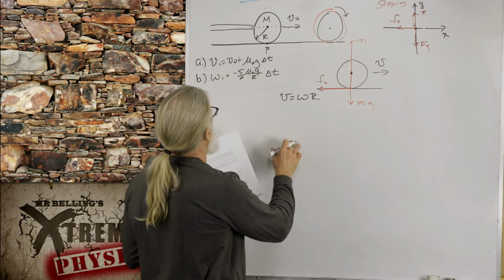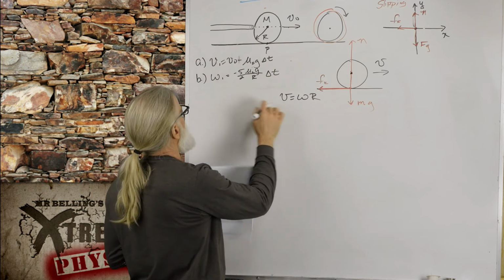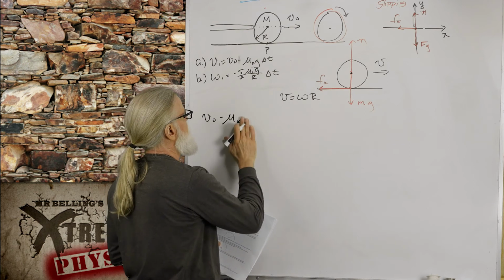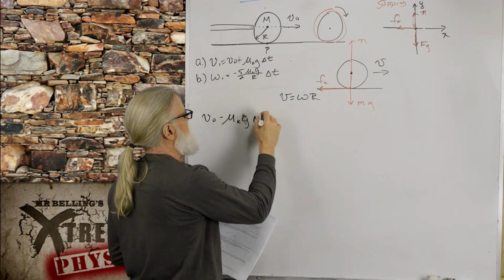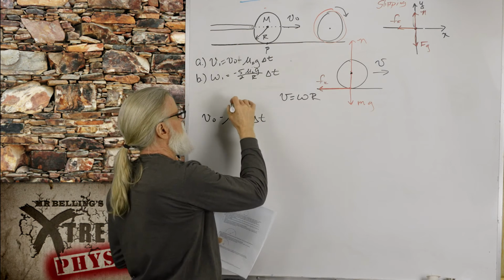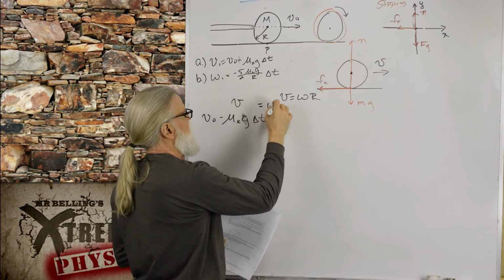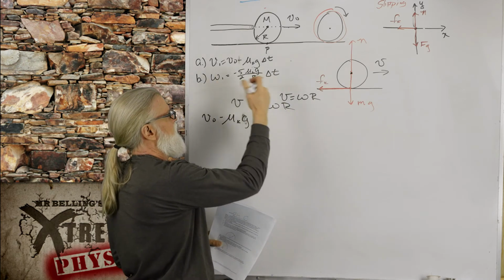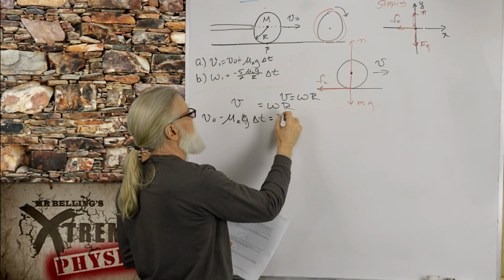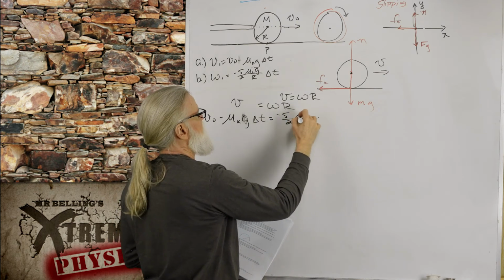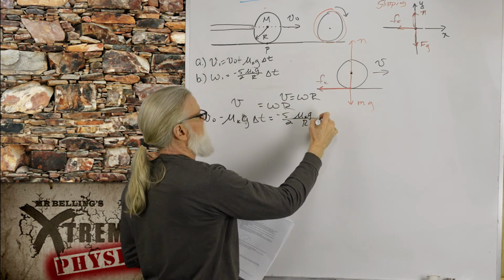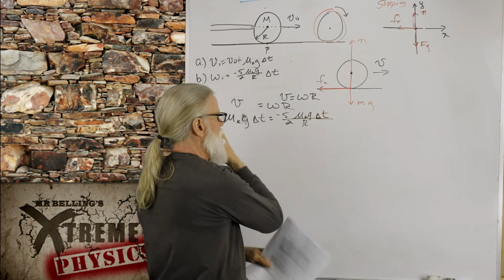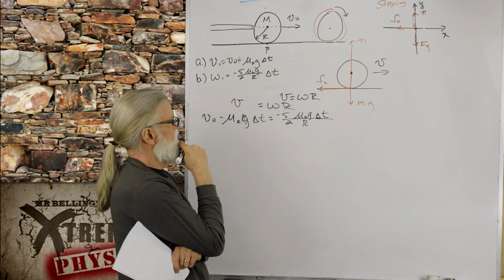And so, anyways, let's just set the V. Well, V equals V0 minus mu K G delta T, right? So really all I'm doing is I'm going to say V equals omega R, right? So V equals, here's V, and here's omega, equals omega, which is minus 5 halves mu K G R delta T. All right. So there you go.